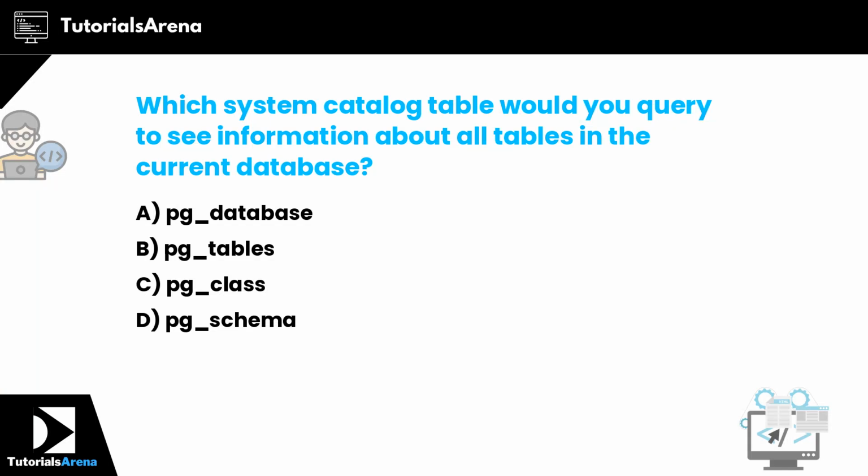Which system catalog table would you query to see information about all tables in the current database? The correct answer is option C, pg_class.